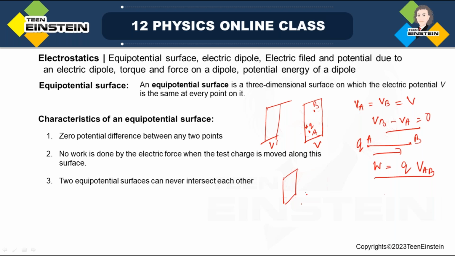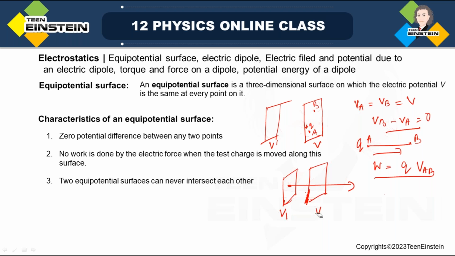I take another, okay, sorry, like this. Okay, potential surfaces will be parallel to each other. So this is, suppose, some direction this way. Okay, so this is one surface, another surface is this one. So they have different potentials V1, V2. Okay, so these surfaces will not intersect each other.